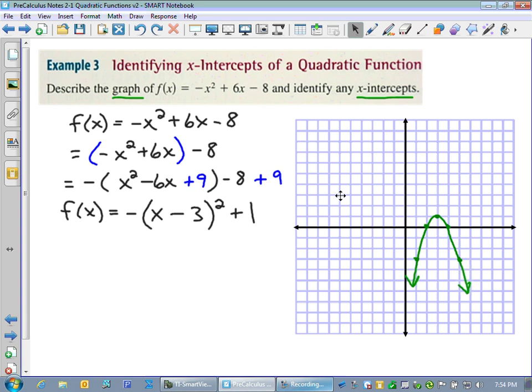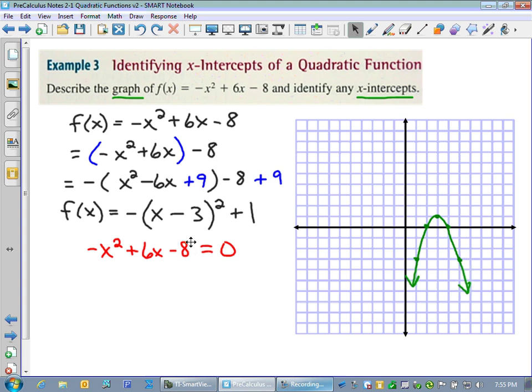And the idea here is that in order to be on the x-intercept, that means the graph has to be on the x-axis, so f of x, which is the height of the graph, has to be 0. So if I take my original equation, which is the negative x squared plus 6x minus 8, I have to set that equal to 0 and then solve for x to get the x values of the x-intercepts.